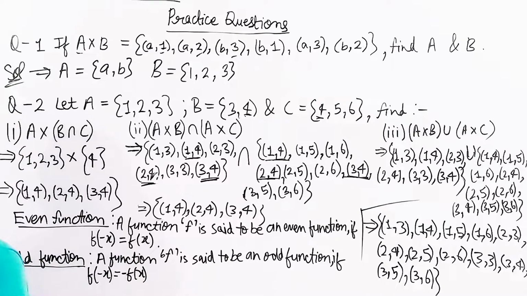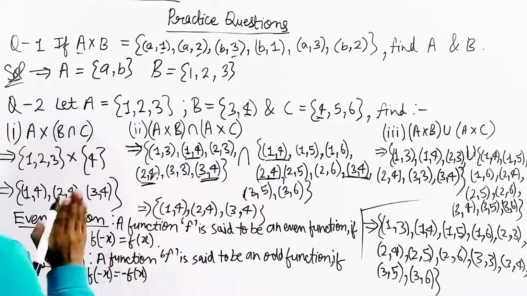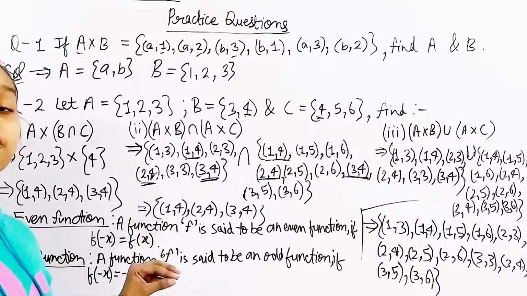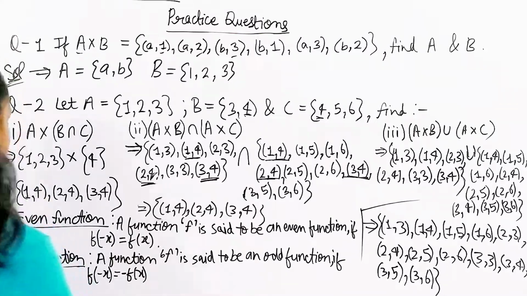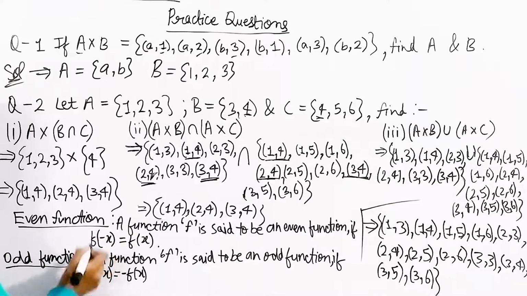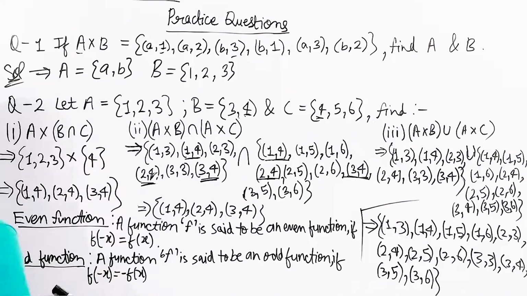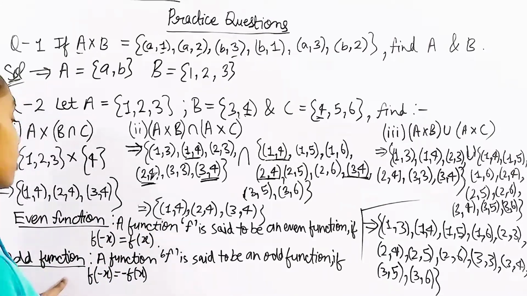But in the odd function, it's in the same situation but getting a different output: the same input we're entering, but we're getting a different output. So I'll say both inputs are the same, the output we're getting is different. So for the even function, I hope it's clear. For the odd function, it's saying if f of negative x is equal to negative f(x).